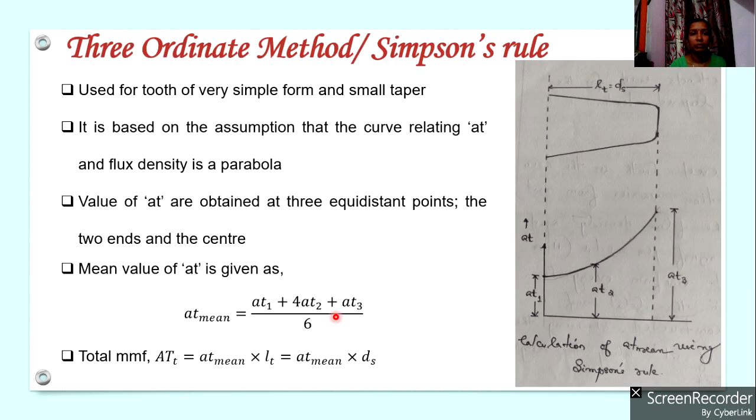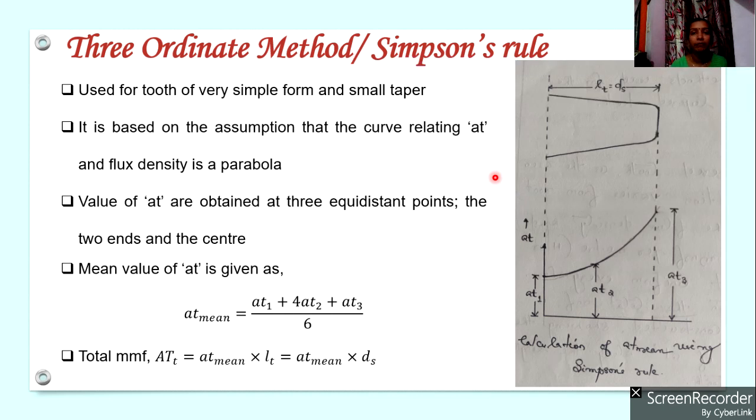So now let us see the next method, which is the 3 ordinate method, and it is also known as Simpson's rule. This method is usually used for simple teeth, or teeth which are having a simple form and a small taper. So this is having a small taper. Now this method is based on the assumption that the curve relating AT and flux density, that is BAT curve, we have discussed it earlier.